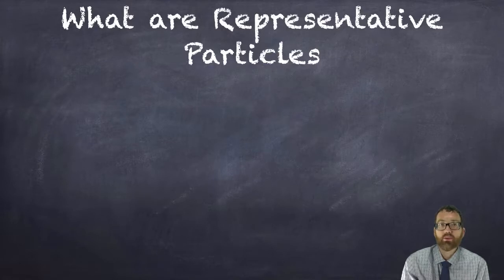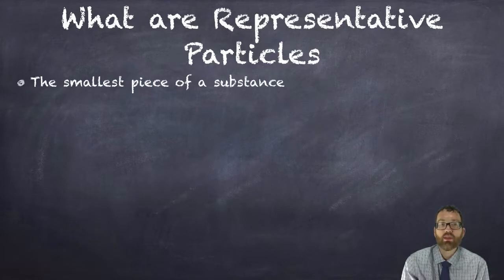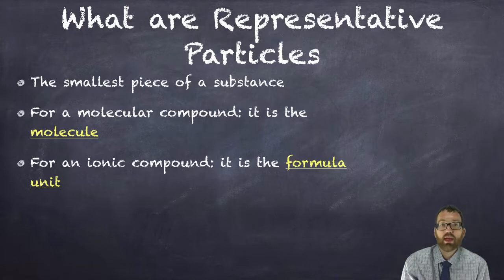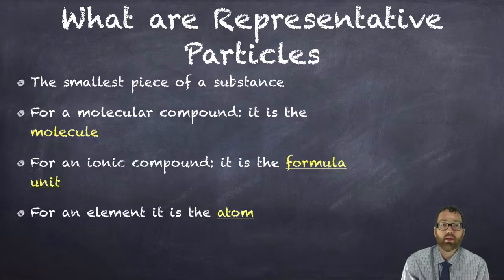So what is a representative particle? It's the smallest piece of a substance. If you have a molecular compound, a nonmetal bonded to a nonmetal, the smallest piece of that molecular compound is called a molecule. If you have an ionic compound, it's called a formula unit, the smallest representative particle of that ionic compound. And if you have an element, a representative particle of that element is an atom.